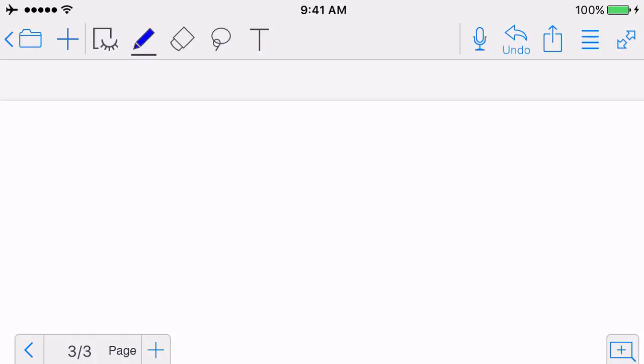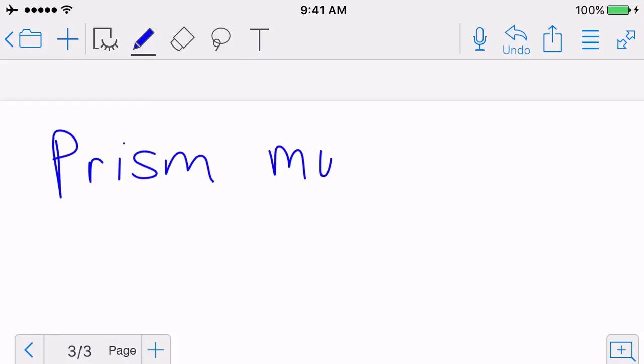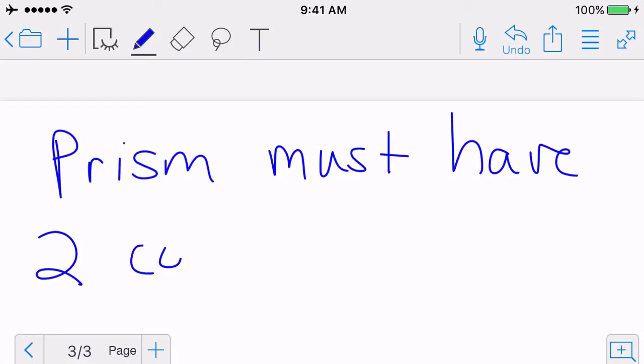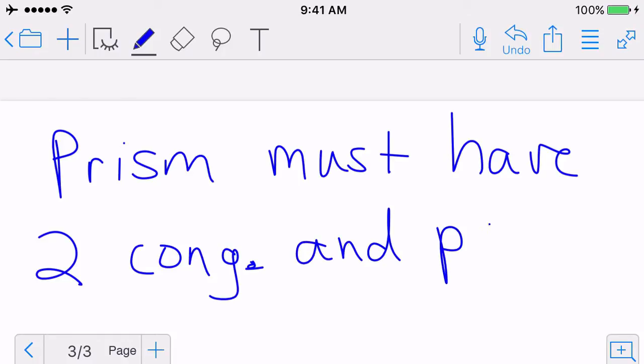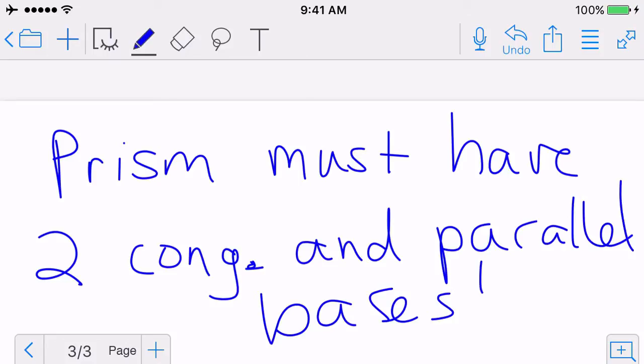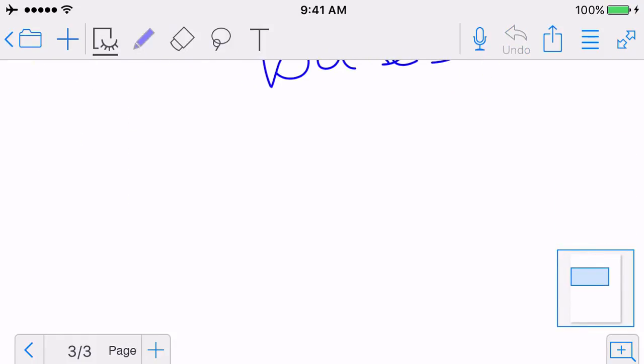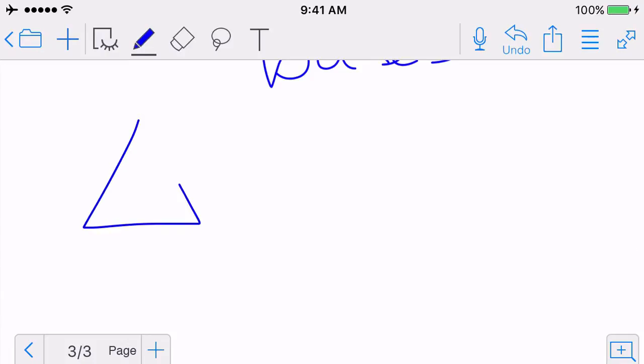Another thing, some of you are kind of missing the concept of a prism. A prism has to have two congruent bases. So, congruent and parallel bases. Now, what I mean by that, again, is that it has to have two of the same, like two triangles.